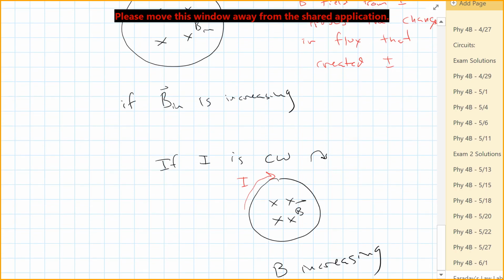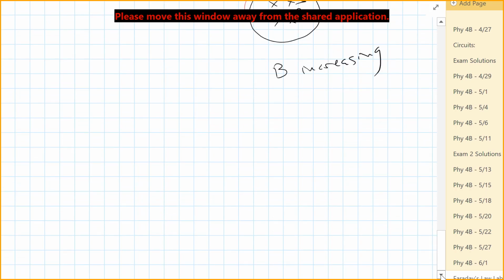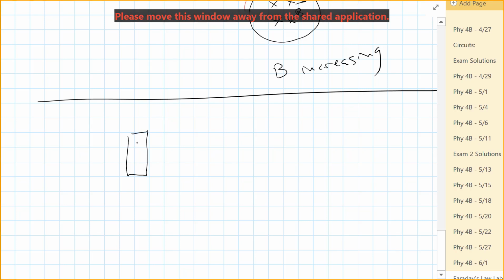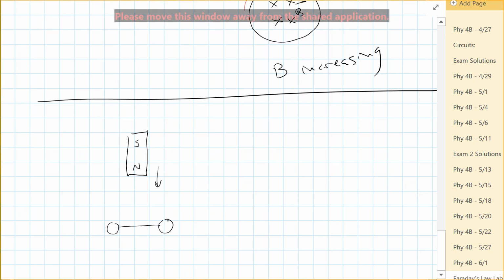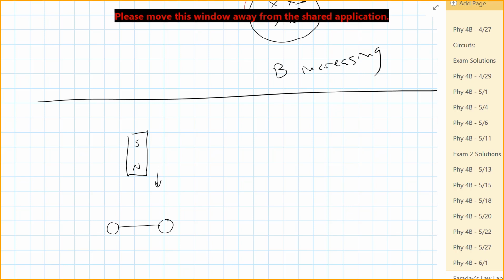All right, so one more thing we need to talk about before we can do the lab. If we have a magnet and we drop it toward a loop of wire, got a loop of wire, got a magnet, and we're dropping the magnet down toward the loop of wire. That's what we're going to do in this week's lab.